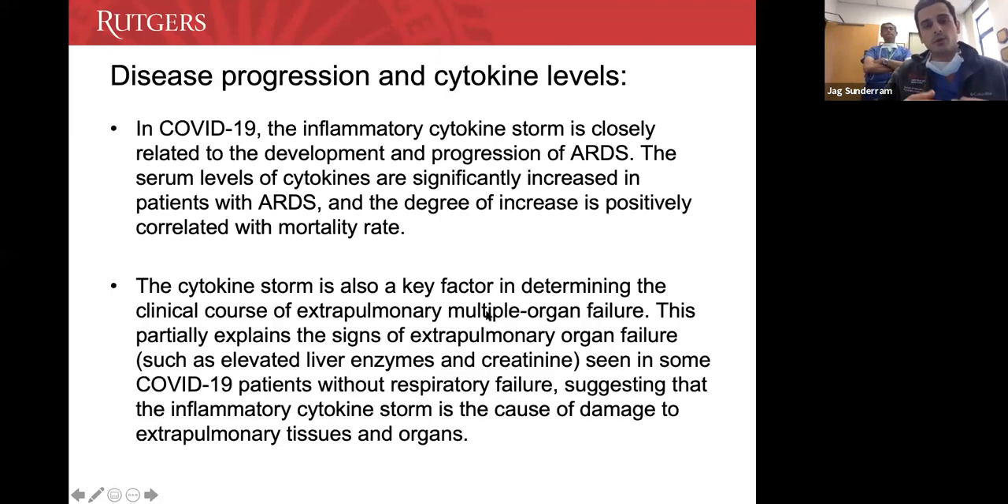Again, as we also know that patients with COVID-19, the worse their disease becomes, the higher, and is associated with a higher pro-inflammatory cytokine levels. So patients who tend to do worse tend to have a higher cytokine or pro-inflammatory cytokine levels, which is also true in patients with sepsis and septic shock due to other viral infections and other bacterial infections.